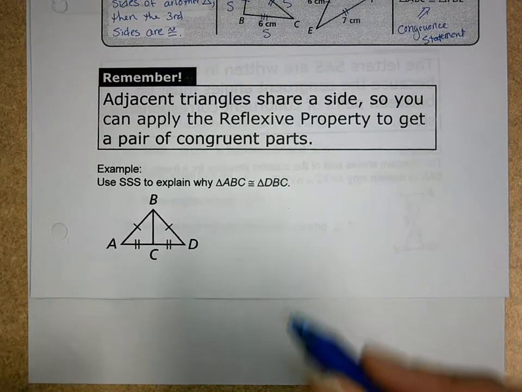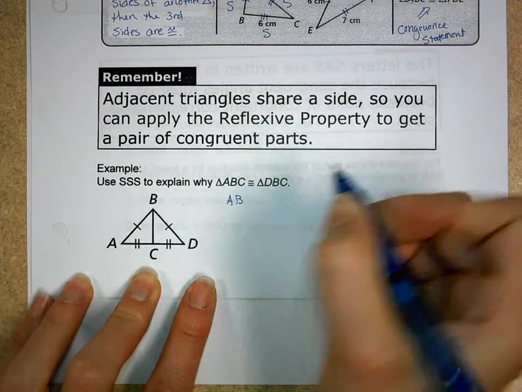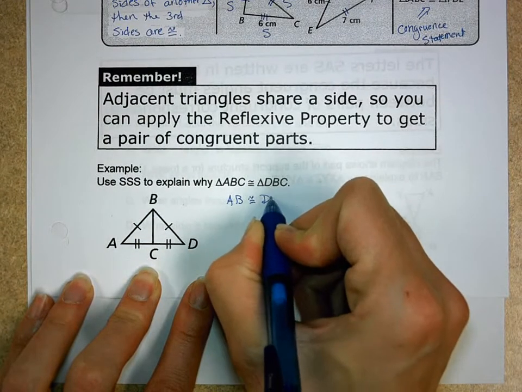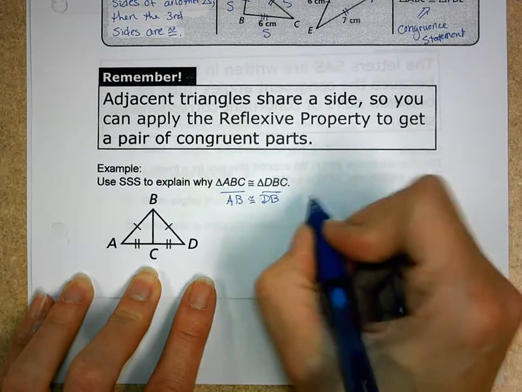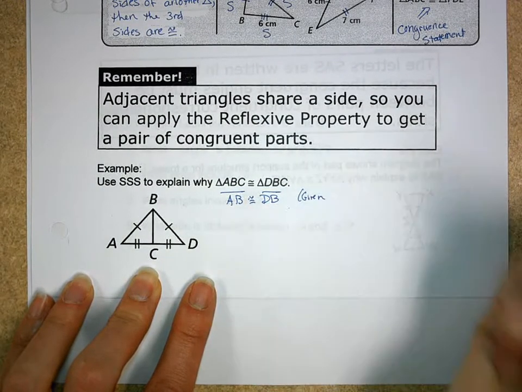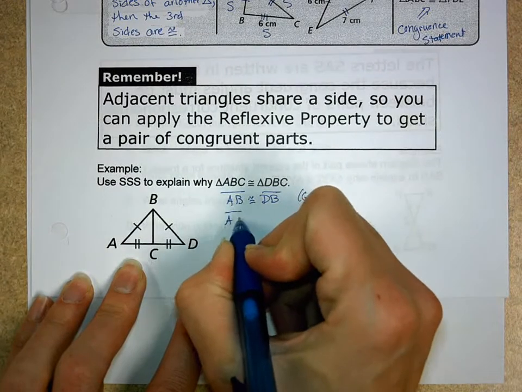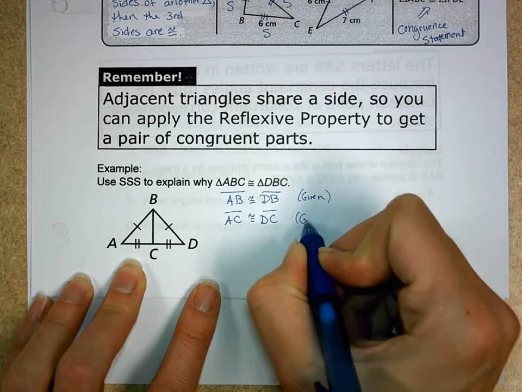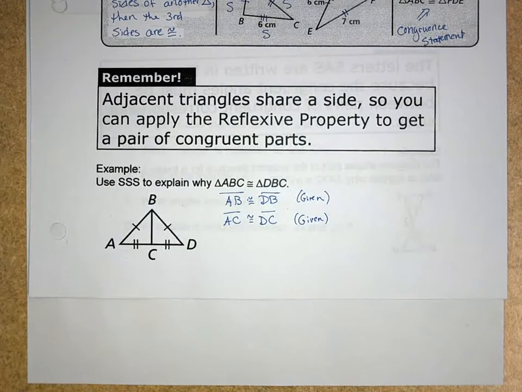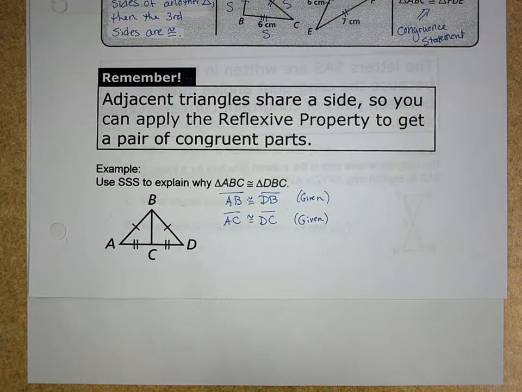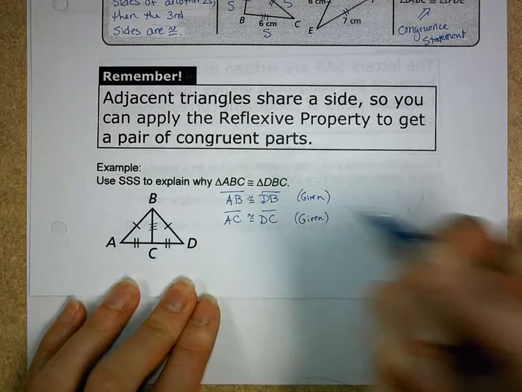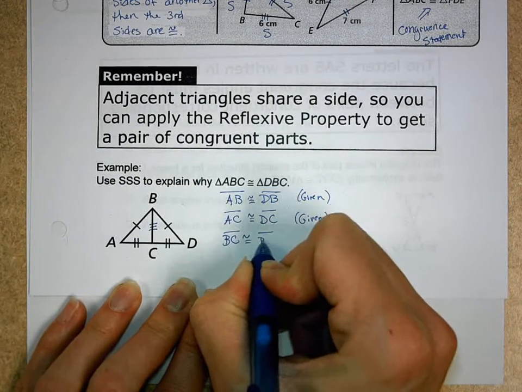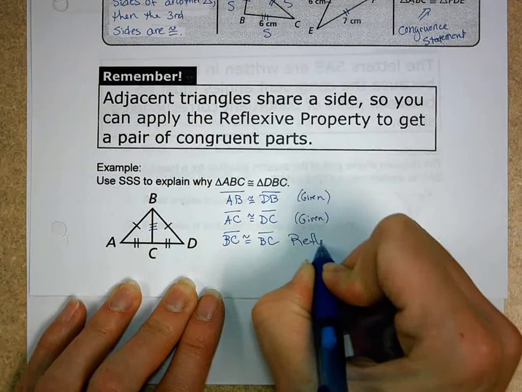What do we know? Well, let's see what's given. We know segment AB is congruent to segment DB, and they're matchy-matchy. Make sure I use correct notation. That's given. That's one pair of sides. And then we have segment AC is congruent to segment DC. That's also given. But now I need a third pair of sides. Well, anything is congruent to itself. So segment BC is congruent to segment BC by the reflexive property.